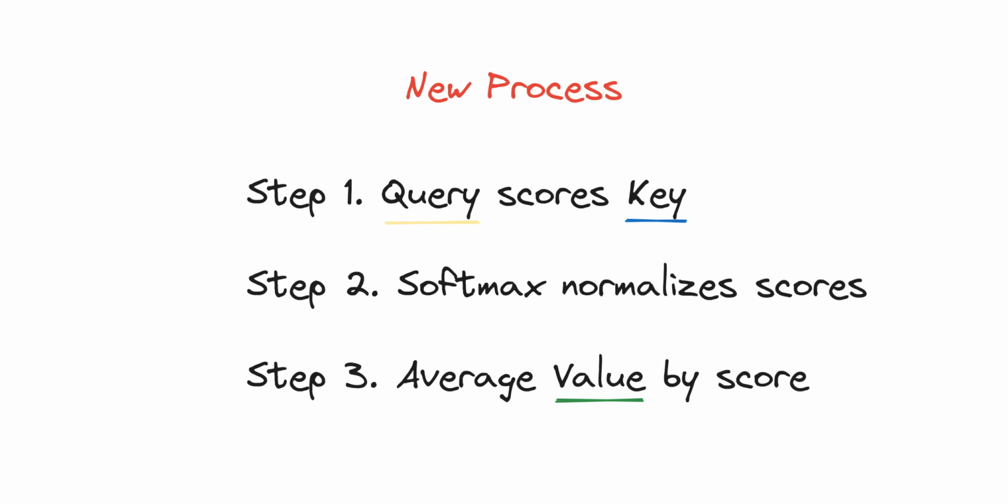So here's our new process. In step 1, we use the query to score our key. In step 2, instead of picking the highest scoring value, we use a softmax to normalize the scores. In step 3, instead of producing a single value, we utilize the softmax to average over the different values, weighting them by how well their key matched the query.